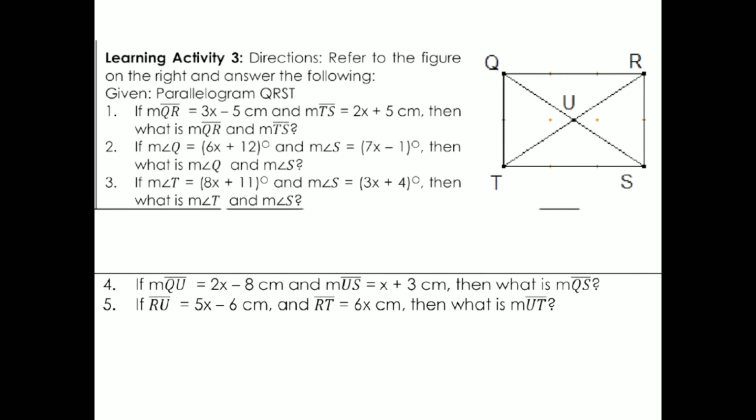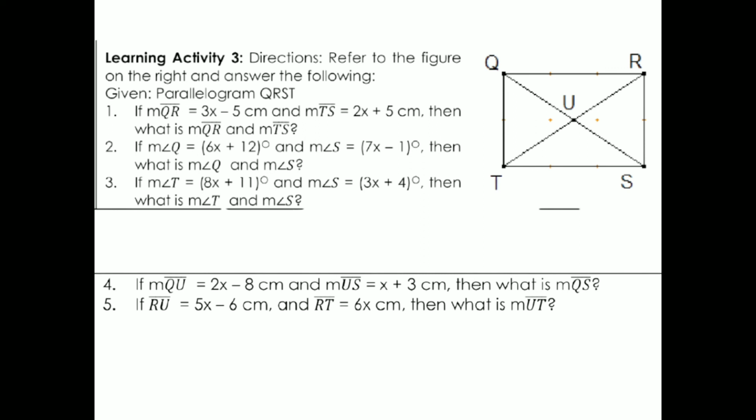Number 5 naman, RU is equal, since RU is also part of the diagonal RT, which is yung length ng RT naman is 6x centimeter. What is the length of UT? Ayan. Since yung 5x plus 6 or yung length ng RU is half ng length ng RT. So, ganito na lang gawin natin para mas mabilis. Okay?